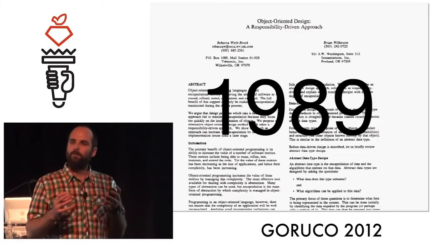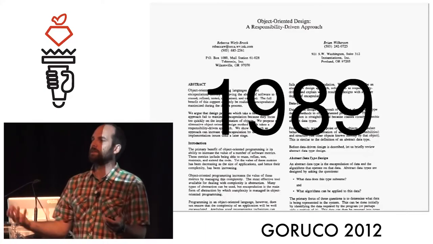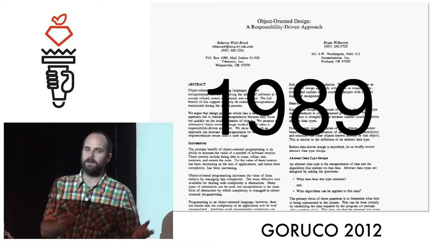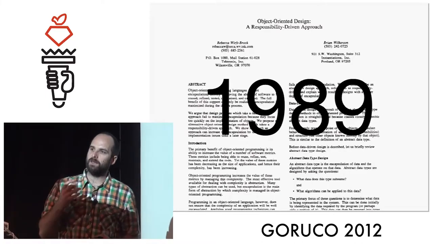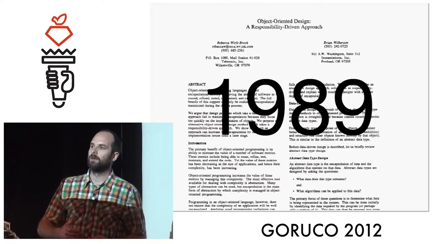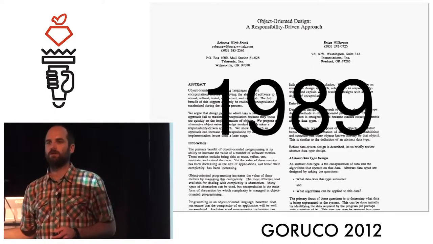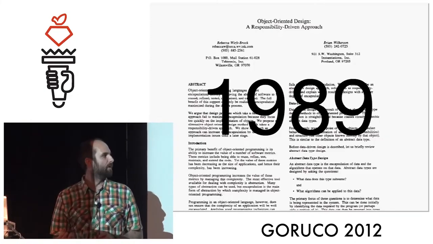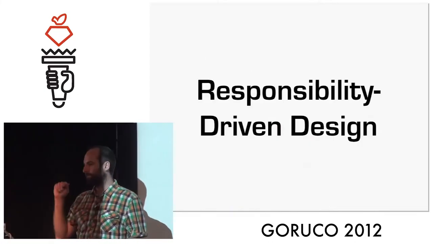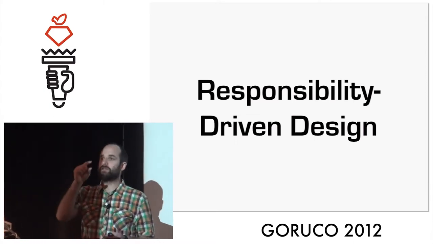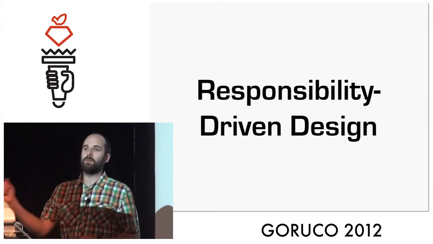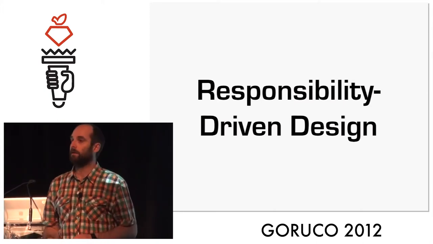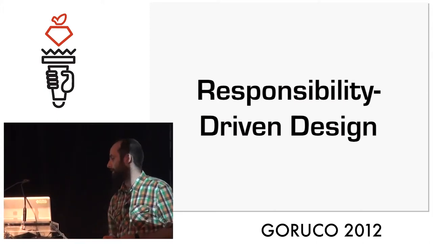And she identified that there were two different styles of designing object-oriented programs. You could design your programs based around the data and the things that you saw that contained data, or you could design your object structures around the responsibilities of the things that they had to do. And we've got all these DDs now, domain-driven design, TDD, BDD. This is the first one, apparently, responsibility-driven design.